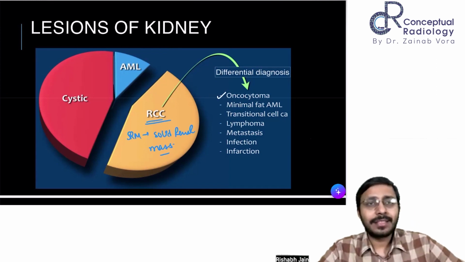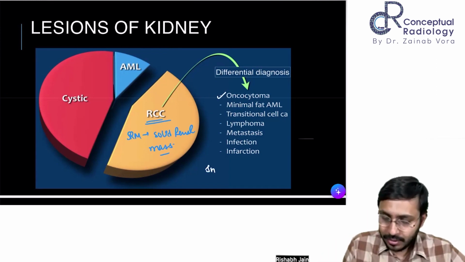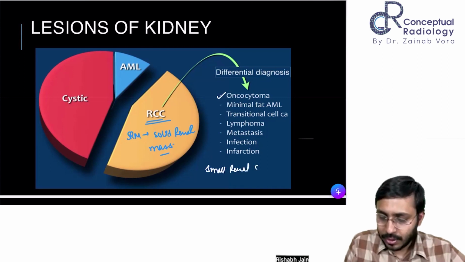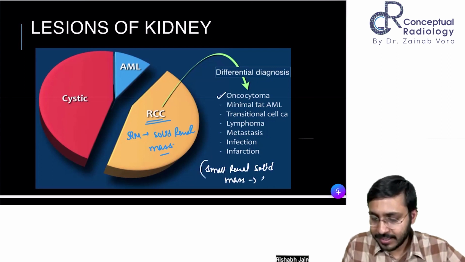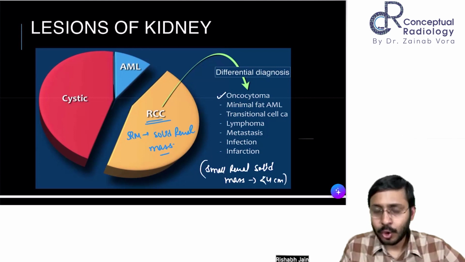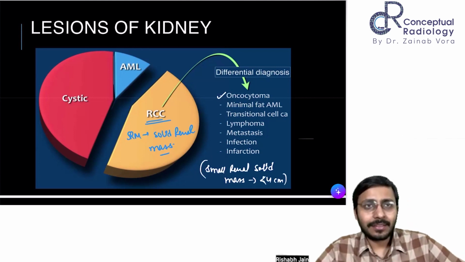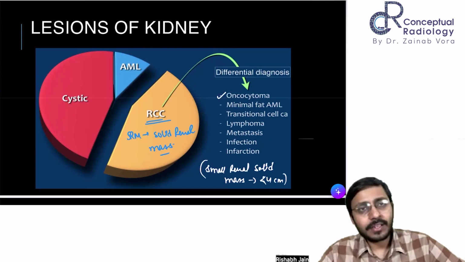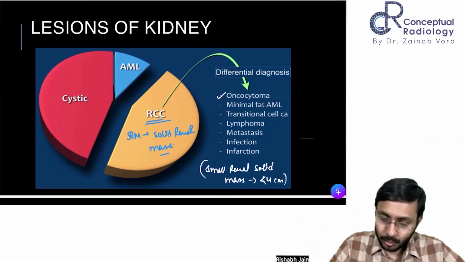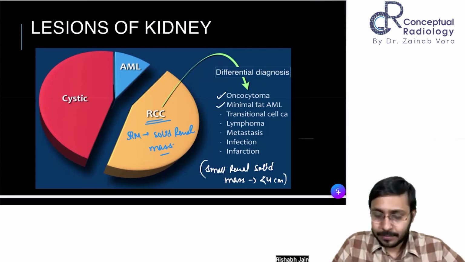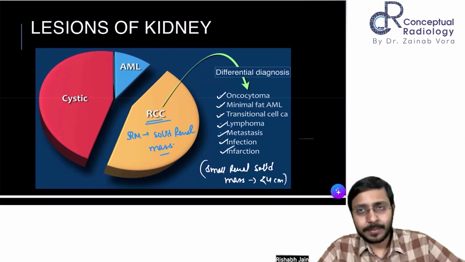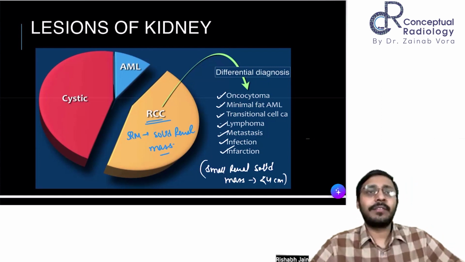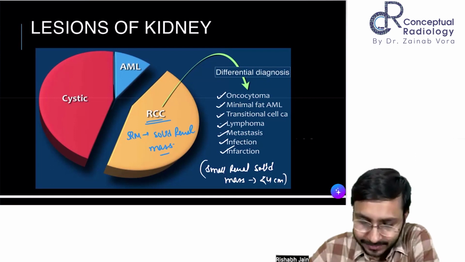So, if you're asked in the exam, differential diagnosis of a small renal solid mass. Okay. Small renal solid mass definition is less than 4 centimeters. So any solid renal mass less than 4 centimeter is classified as a small renal mass. And the differential diagnosis include RCC, oncocytoma, minimal fat AML, transitional cell carcinoma, lymphoma, METs, infection, and infarction. Okay, so you can take a screenshot of this image. This comes in handy when you're dealing with differential diagnosis in the exam.